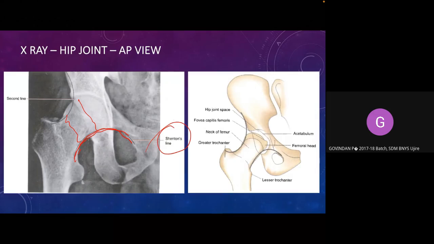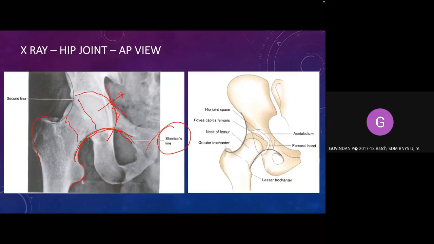We have the acetabulum here. If there is a central dislocation of the femur neck, this acetabulum is broken, and the femur neck has gone into the pelvis. This is how you can diagnose. This is what we call the lesser trochanter here. This is the greater trochanter.